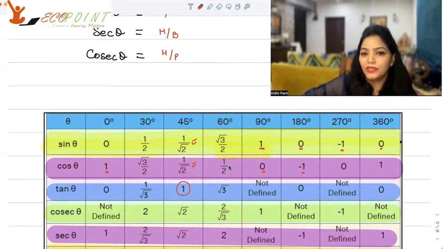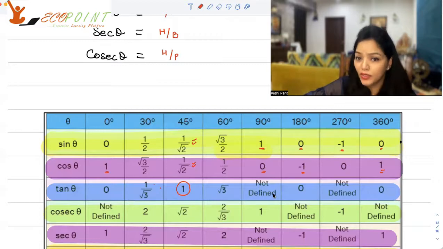Now, cos theta is half at 60. Then at 90, it is 0. As I said, at 180, it is minus 1. At 270, it is 0. Then at 360, it is 1. Tan theta is 0 at 0 because sine theta is 0. And at 30, it is 1 upon root 3. At 45, it is 1. At 60, it is root 3.